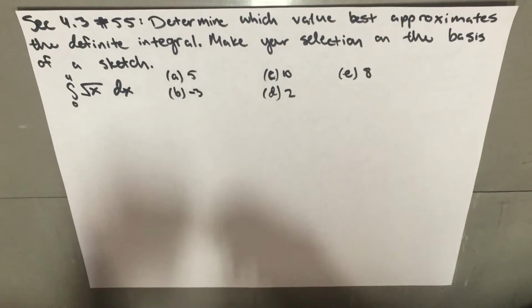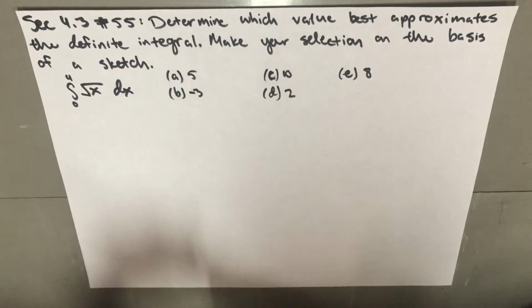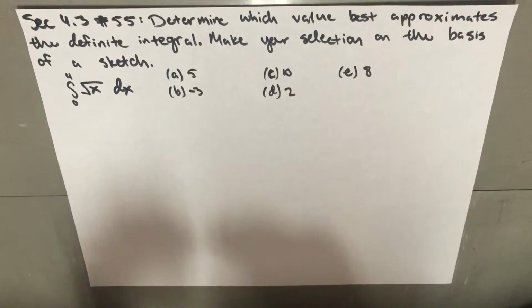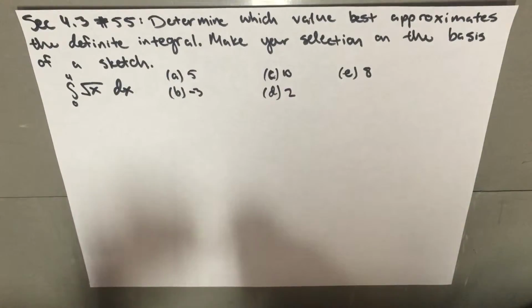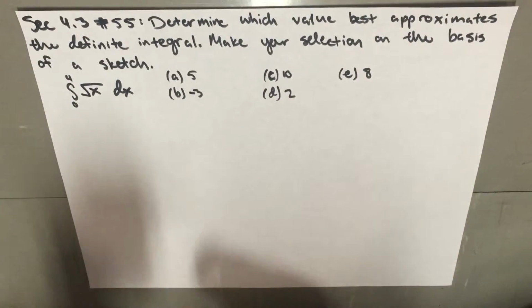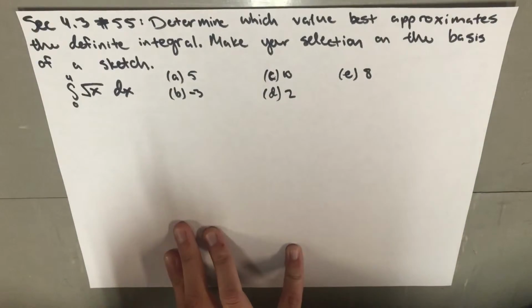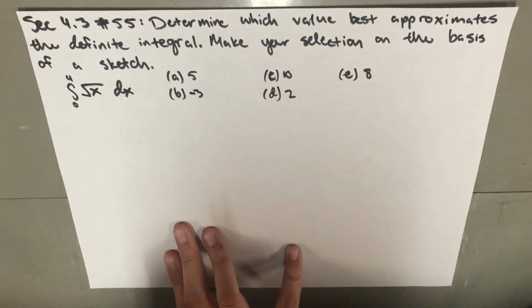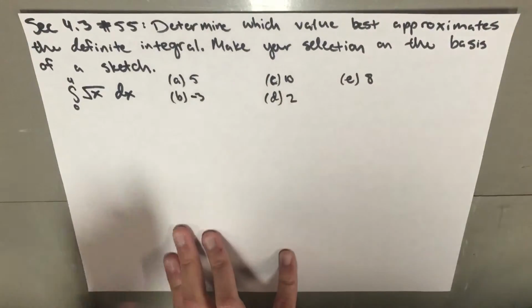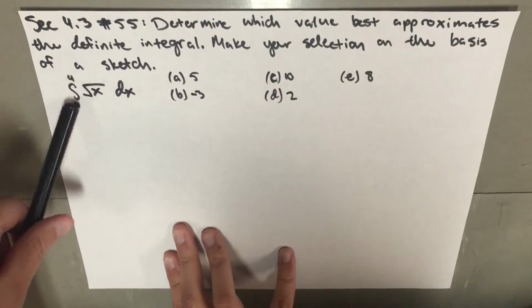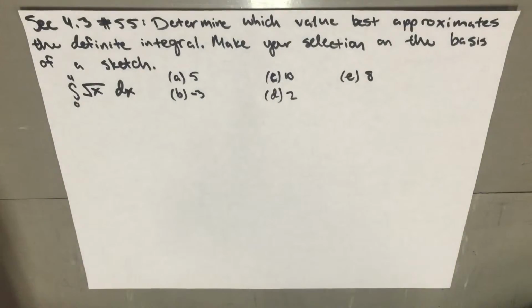Welcome again to AP Calculus AB Review. And this example problem is from section 4.3 in our textbook. And if you want some more information, you can read section 4.3 and 4.4. And this is question number 55. It says, determine which value best approximates the definite integral. Make your selection on the basis of a sketch. So our integral here is from 4 to 0, the square root of x dx.